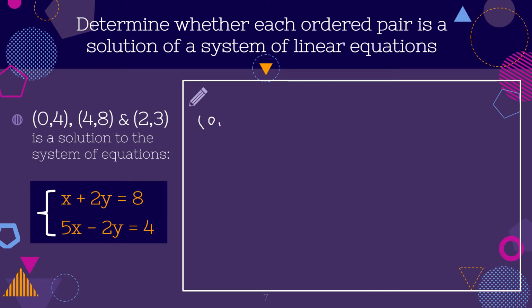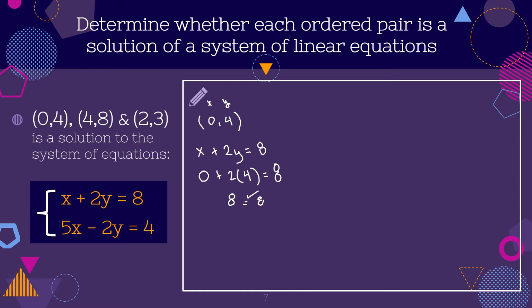First on our list is (0, 4). We just need to substitute (0, 4) into the given system of linear equations in two variables. So x will be 0 and y will be 4. So 0 plus 2 multiplied by 4 equals 8. 2 times 4 is 8, and therefore it is equal to 8.